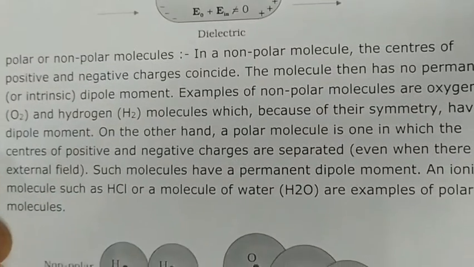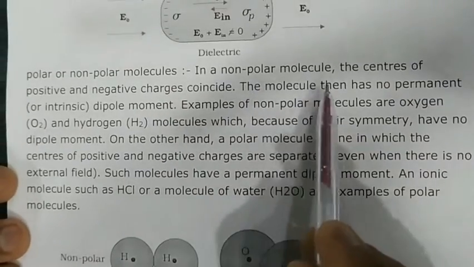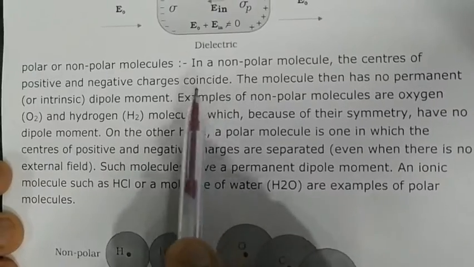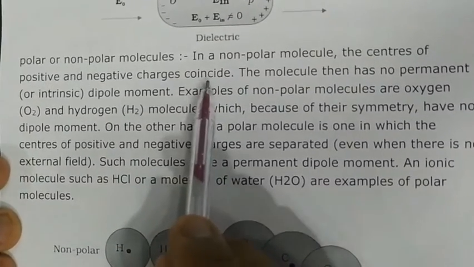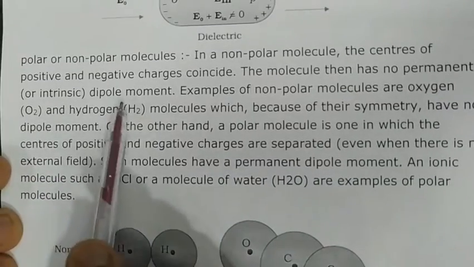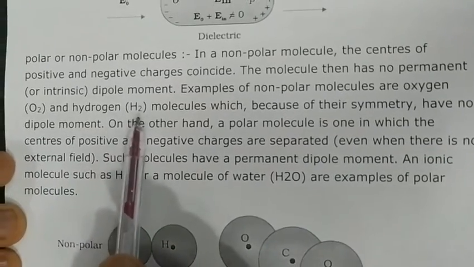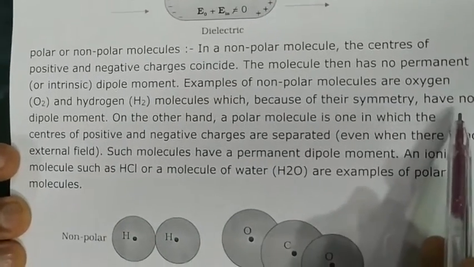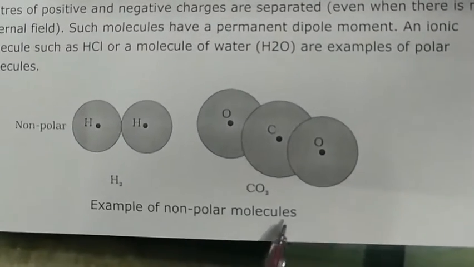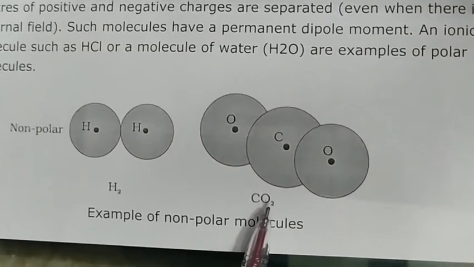There are two types of molecules, polar or non-polar. In non-polar molecules, the centers of the positive and negative charge coincide, meaning the negative and positive charge are concentrated at the same place. The molecule then has no permanent or intrinsic dipole moment. Examples of non-polar molecules are oxygen and hydrogen molecules, which because of their symmetry have no dipole moment. So these are examples of non-polar molecules: one is H2 and another one is CO2, carbon dioxide.